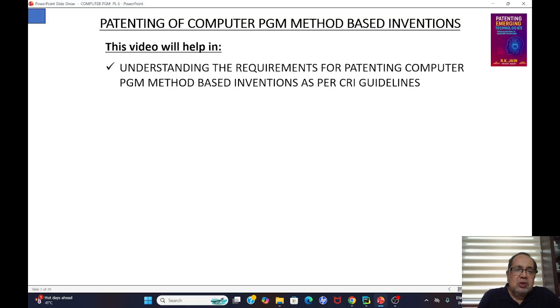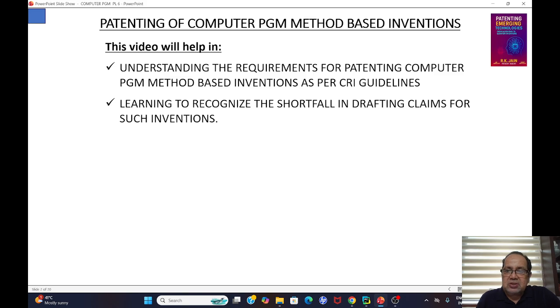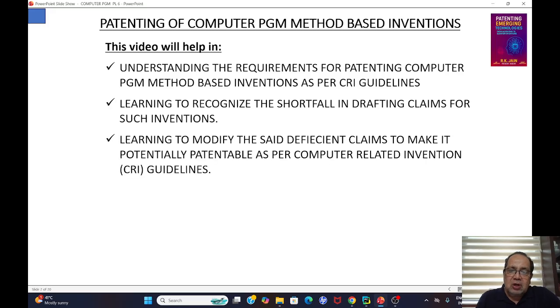This video will help you understand the requirements of patenting computer program based inventions, frame the claims as per the CRI guidelines, recognize the shortfall in the drafted claim for such inventions, and after recognizing the shortfall, how to convert the said claim into a patentable claim by removing that deficiency in accordance with the CRI guidelines.